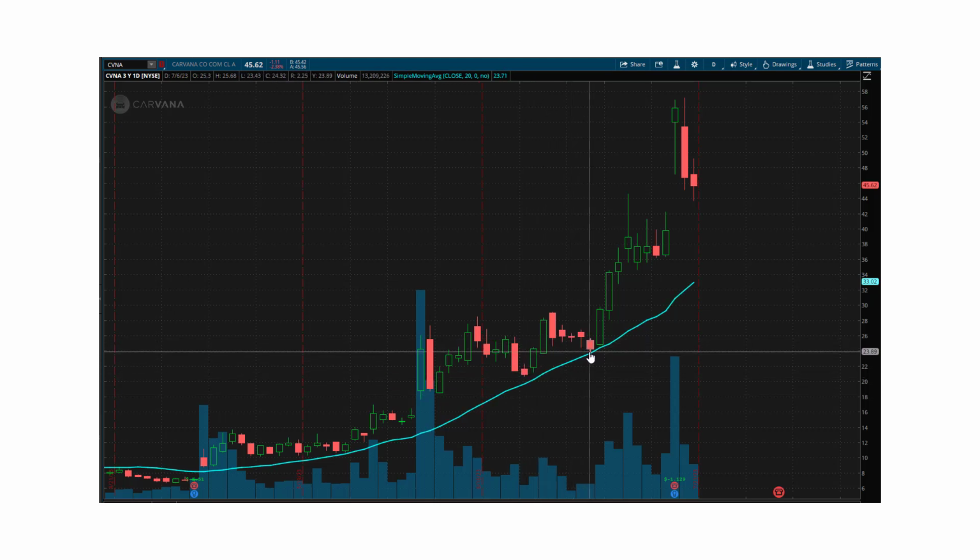And then right here, finally, it hits that blue line. This is the trade entry signal. So that's the entry. Then it's a question of what do you do once you're in the trade?